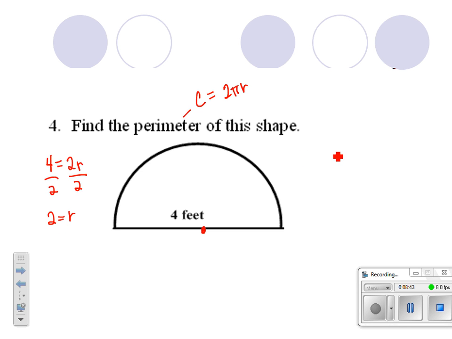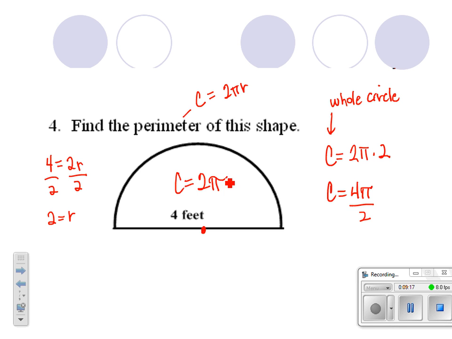So I want the circumference. Now remember, this is the circumference of the whole circle. This doesn't look like a whole circle. This looks like half of a circle, or we call it a semicircle. So I'm going to find the circumference of the whole circle, which is 4 pi. That's the whole circle. And because I want the perimeter of half of the circle, I'm going to divide it by 2. And so the circumference of this shape would be 2 pi.